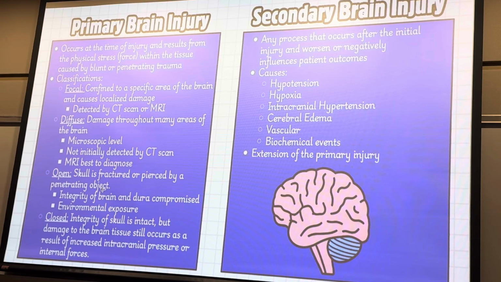Closed. Integrity of the skull is intact, but damage to the brain tissue still occurs. Either some type of increased intracranial pressure, some type of swelling or edema that's occurred in the brain, maybe some type of internal force. Maybe there's a slight bleed that's been happening over a period of time. Maybe some of my vasculature was compromised with that force or that trauma, causing a small brain bleed within there.